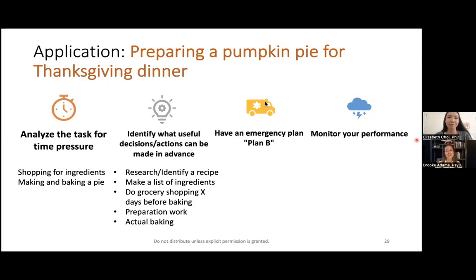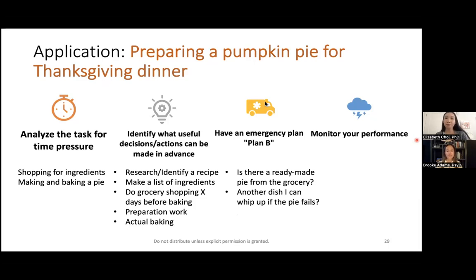Moving on to an emergency plan or plan B, what are your options? Is there a different dish that you feel comfortable piecing together, whipping up if the pie falls through or there's an ingredient missing? Is there something you can buy ready-made that allows you to feel like you already have a backup plan in the event something does go awry?